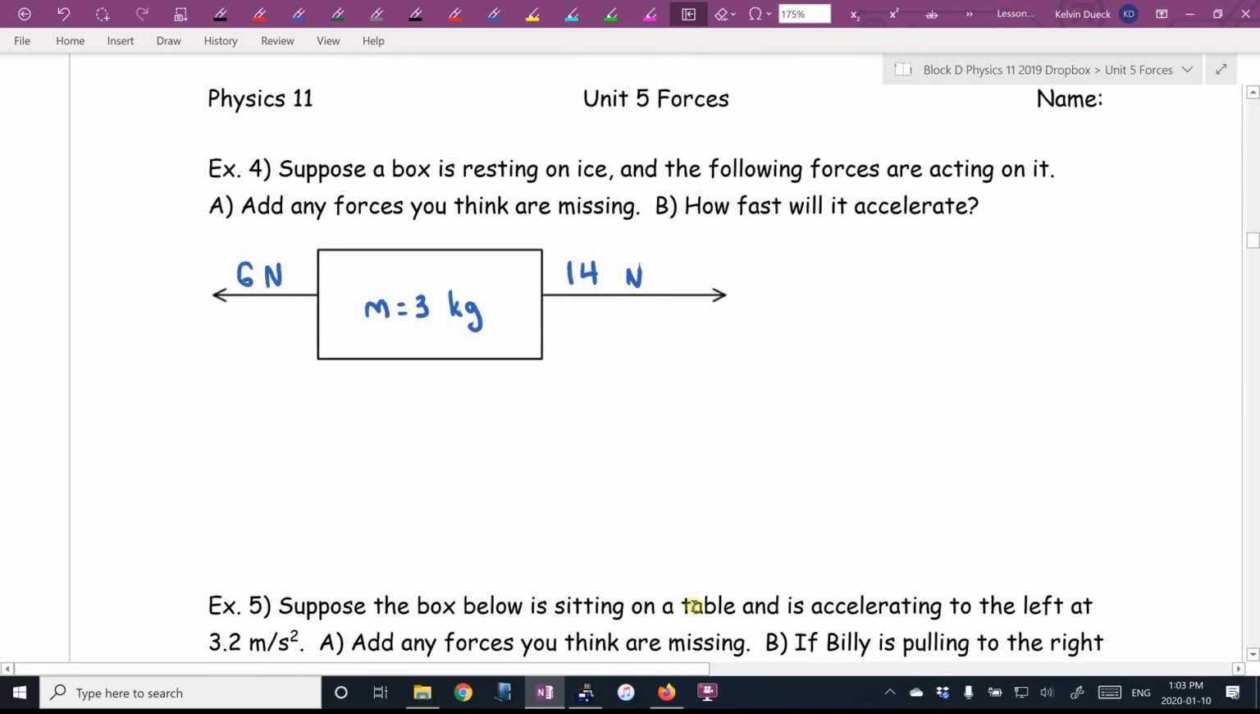Example 4 is a little easy. I like it, but it's a little easy. But we're going to start here. It says this: suppose the box is resting on ice and the following forces are acting on it. Looks like I got a 6, looks like I got a 14. A says add any forces that you think are missing. You know what? This is a job for a free body diagram.